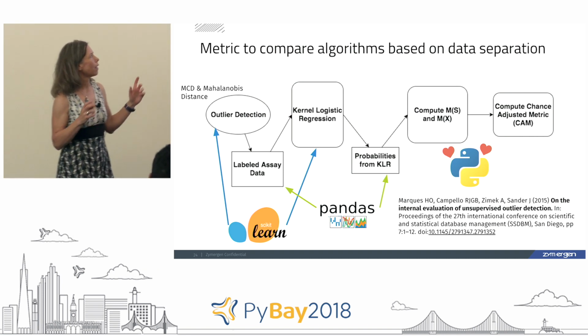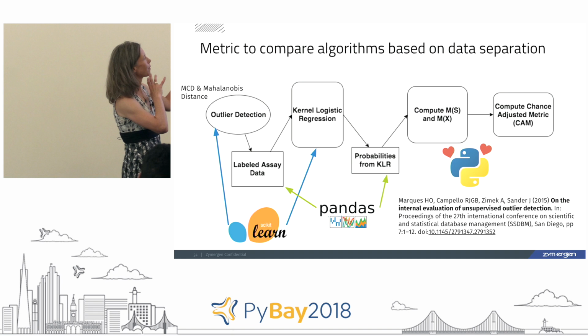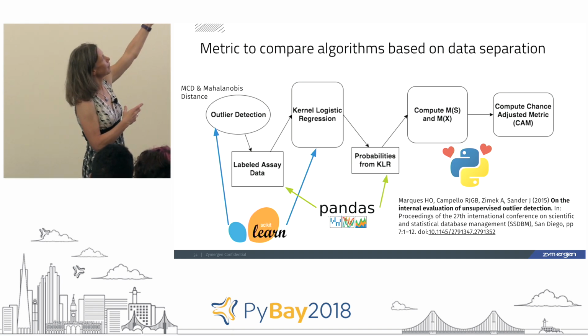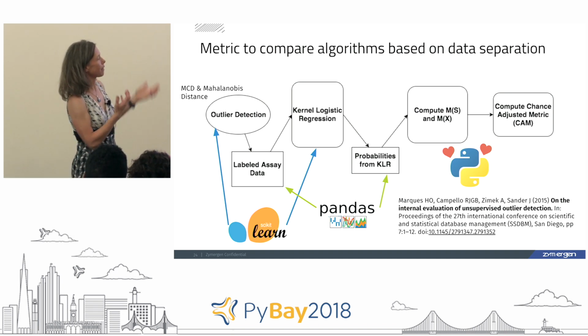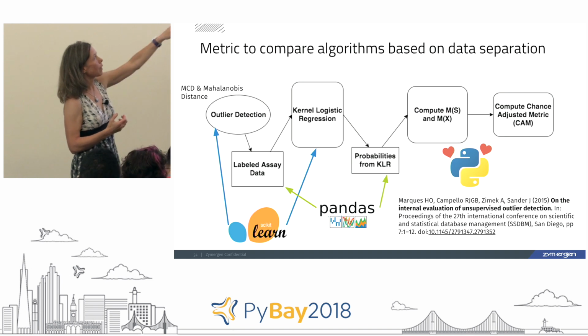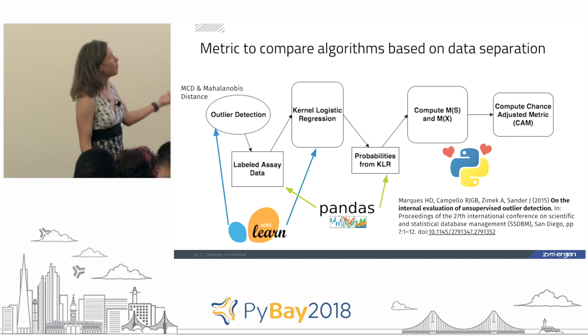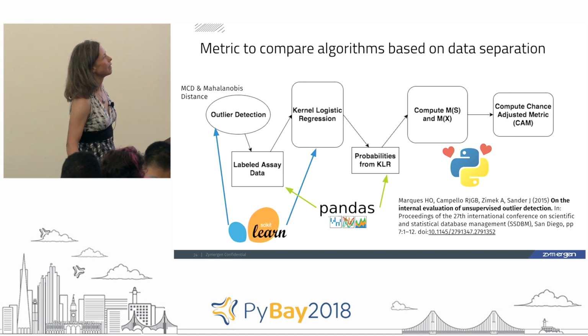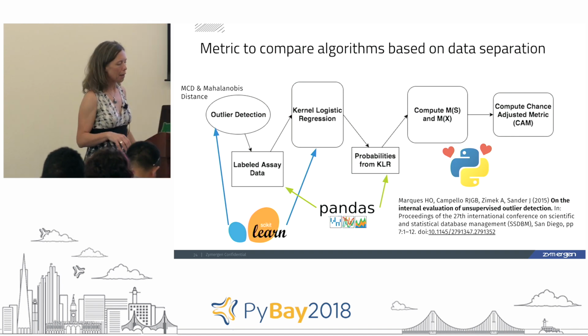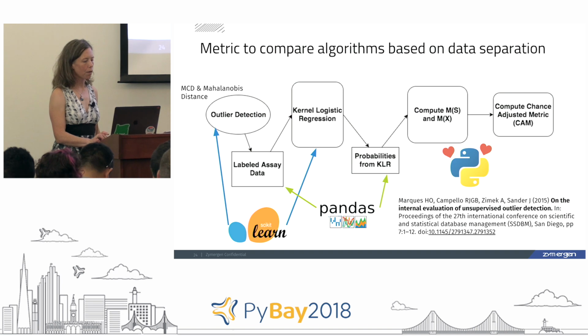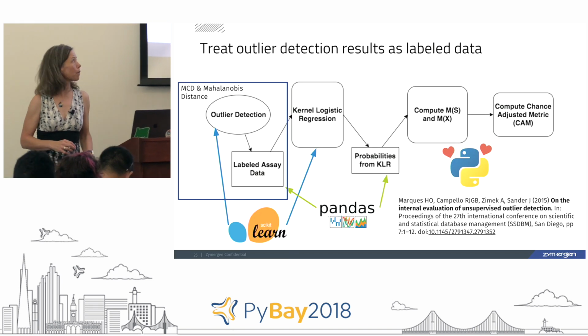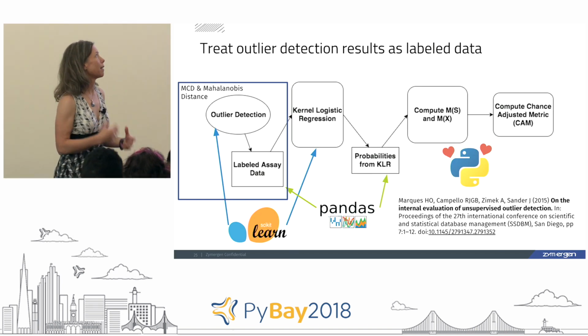So I put some things on here just to remind you. We're using an outlier detection algorithm out of scikit-learn. We're going to talk about kernel logistic regression in a minute, which is also in there. We use lots of pandas for working with the data, and it's all wrapped up in lots of good Python love. But let's walk through how this algorithm works, and how we get the metric.